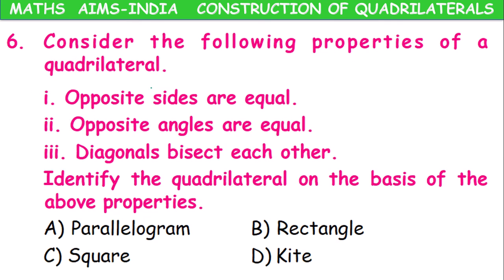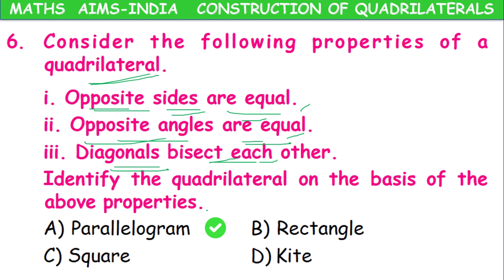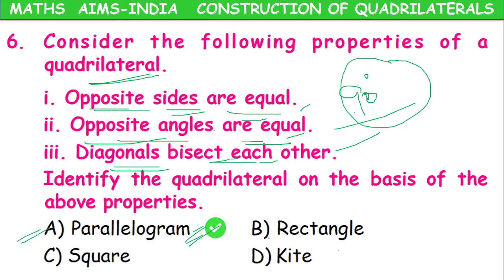Next, consider the following properties of a quadrilateral. Opposite sides are equal. Opposite angles are equal. Diagonals bisect each other. The answer is parallelogram. Along with opposite sides being equal, if they had mentioned that the angle is 90 degrees, then it may be a rectangle. But they have not mentioned the angle, so that's why it's only a parallelogram. If the angle were also mentioned, then it would be a rectangle.